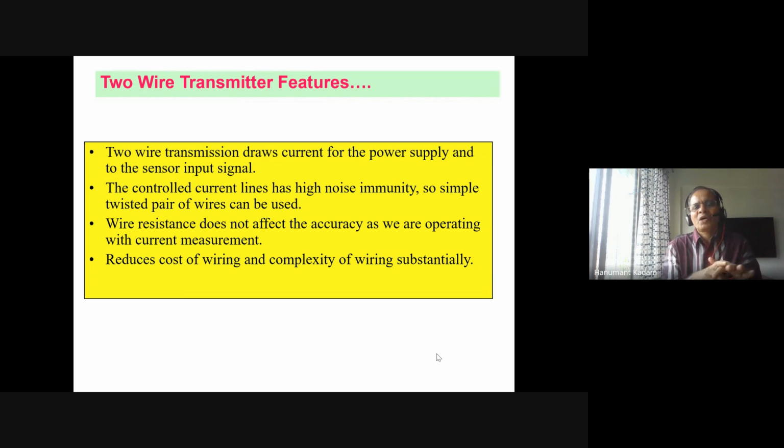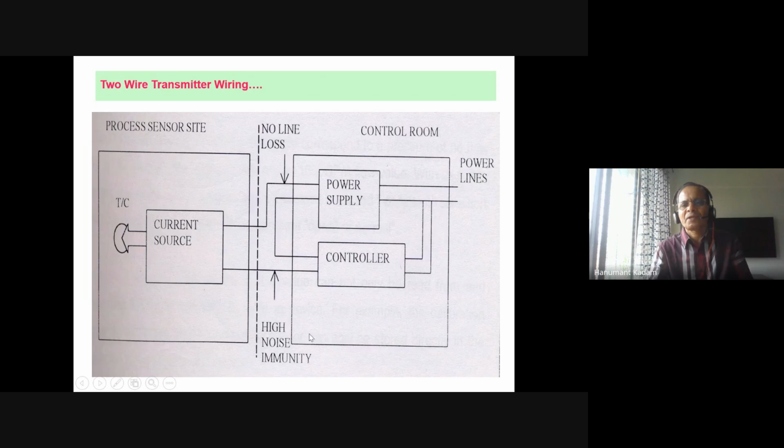So why is it twisted? Because of noise immunity, reduction. Why does resistance not affect accuracy? As we are operating on the current measurement. Here we are operating on the current, not on voltage. So resistance will not affect. It reduces the cost of wiring because two wires you spare, and that is the benefit of two wire.